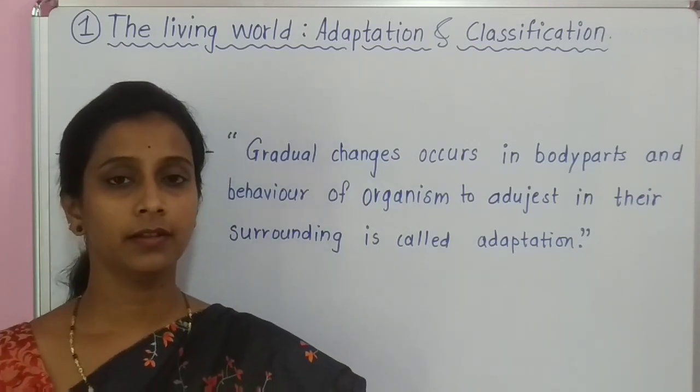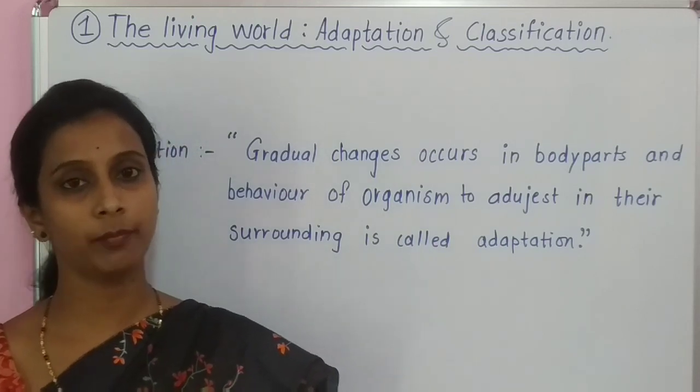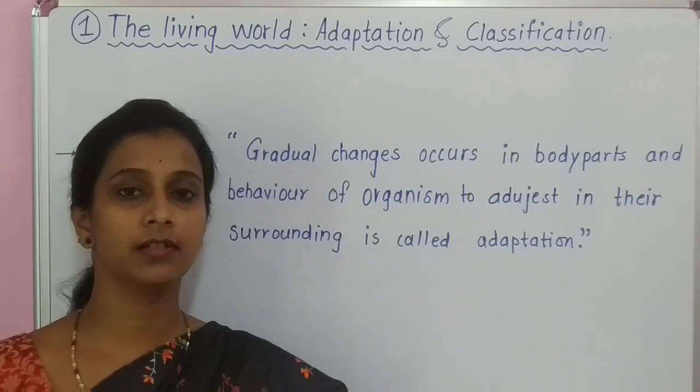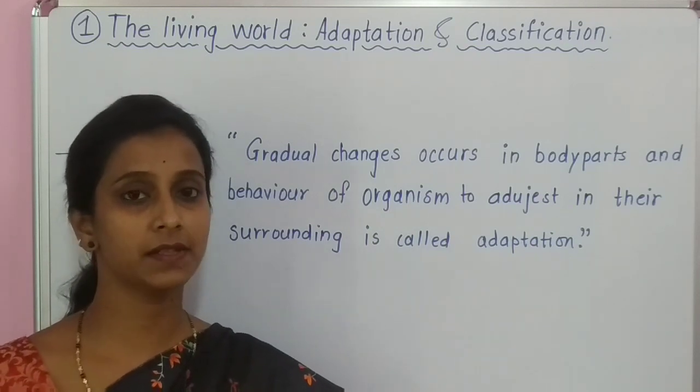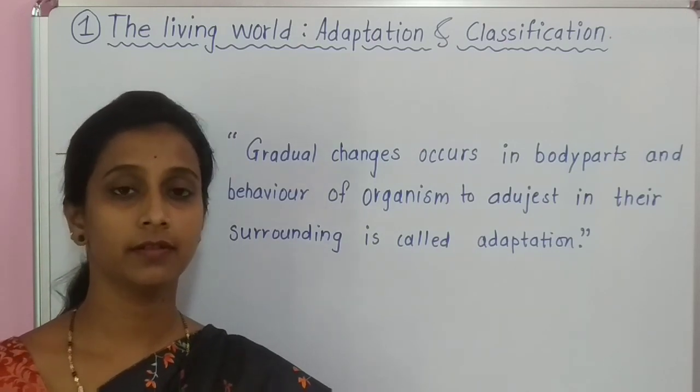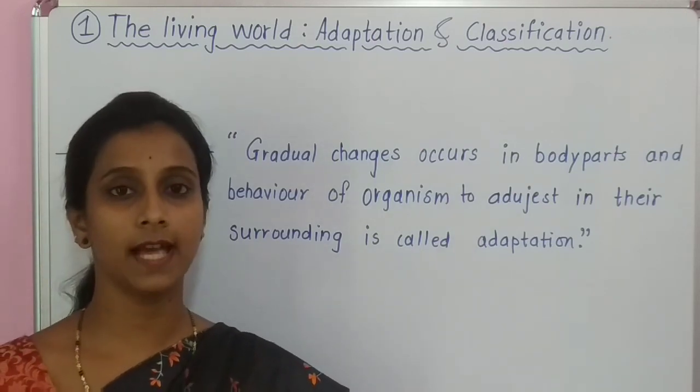And we know that a variety of living organisms are present on the earth. There is a vast diversity among the living organisms in the world, and that diversity is said to be biodiversity, which we studied in the last standard.